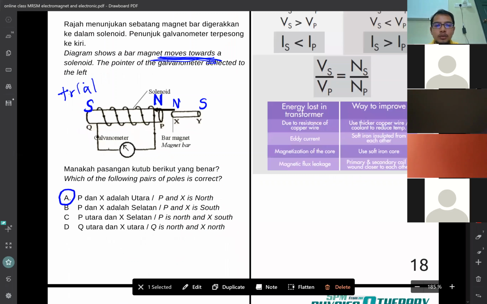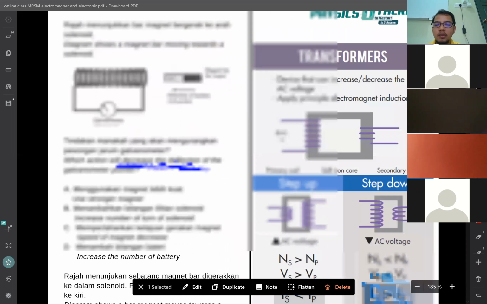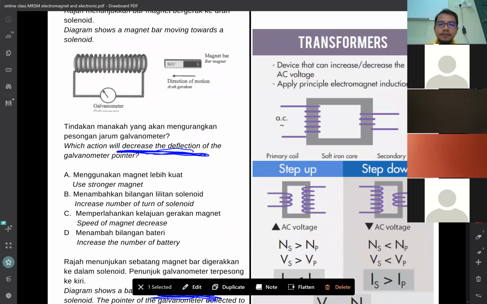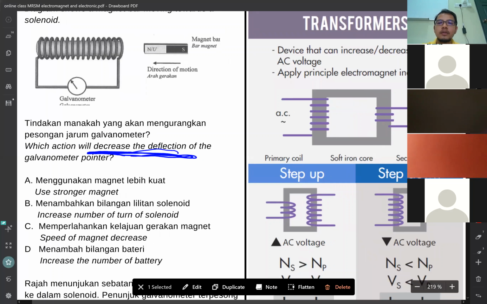Okay, before I go to paper 2, I would like to go to the last topic for this chapter, which is the transformer. Basically you have learned this in PT3, so I don't think there will be much new for you. It will be the same thing actually. A transformer is a device that can increase and decrease alternating current. What you need to understand is it only works with alternating current. A transformer cannot work with direct current, meaning you cannot connect it to a battery. It will not work with a battery.